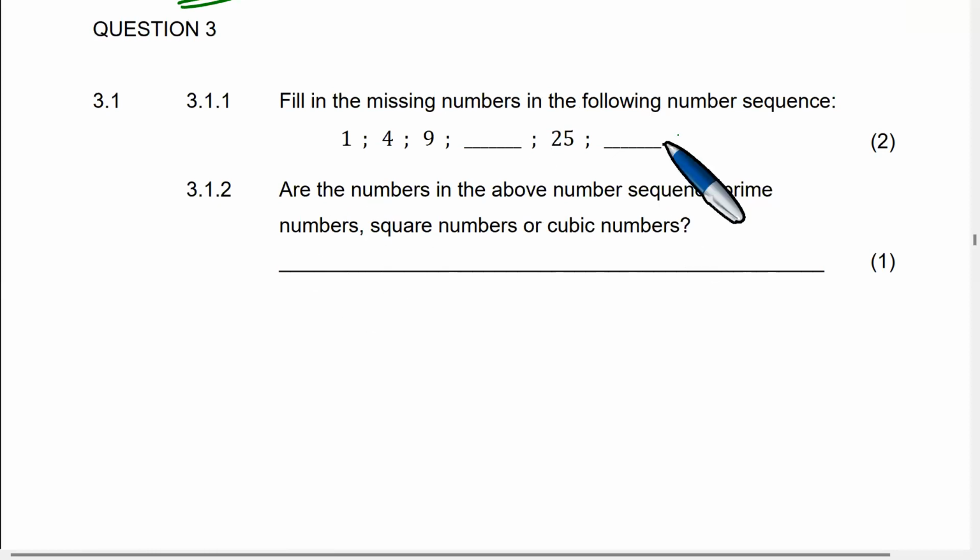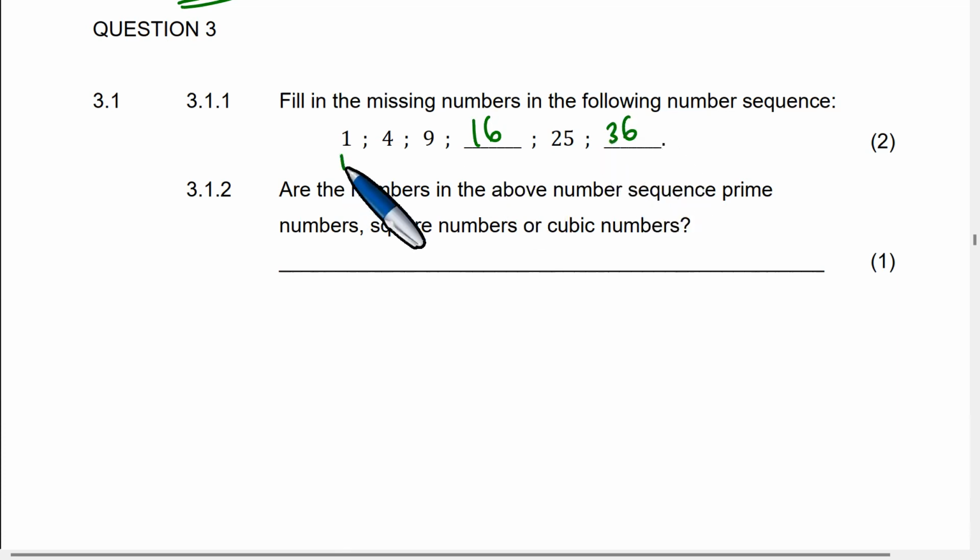Question 3. Fill in the missing numbers in the number sequence. This one you must be able to do with your eyes closed. What must be here and what must be there? What do you think? Let's see. 3, 4, 6. Is the second one 16? Yes, the second one is 16. The third one? 36? Well done, 36.